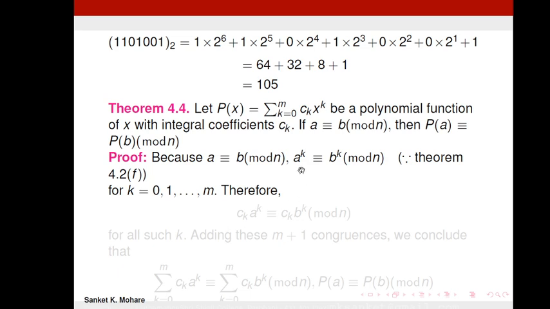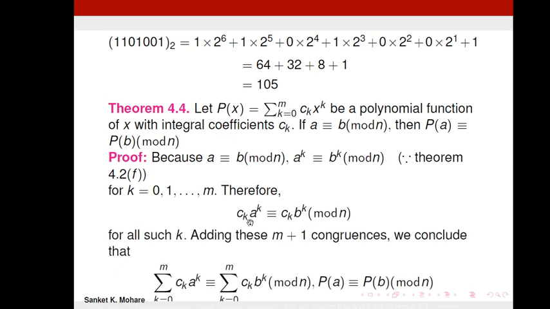Therefore ck a to the power k is congruent to ck b to the power k modulo n for all such k. Adding these m plus 1 congruences, how many congruences are here? The value of k goes up to m, so with the 0, the total number of k's is m plus 1. So these are m plus 1 congruences.